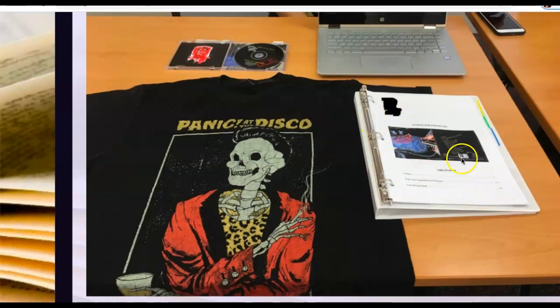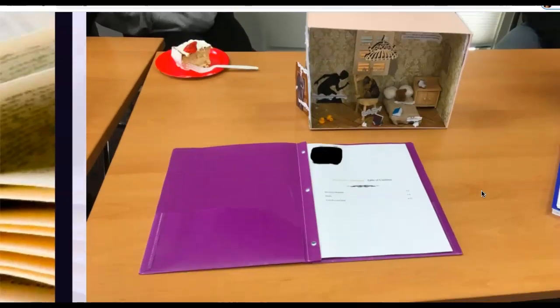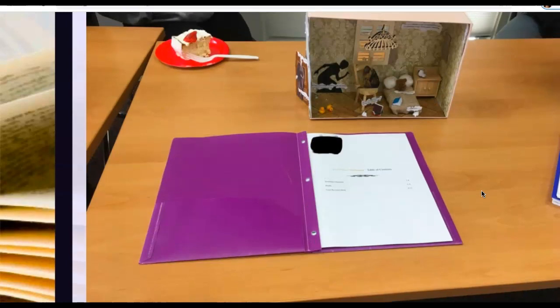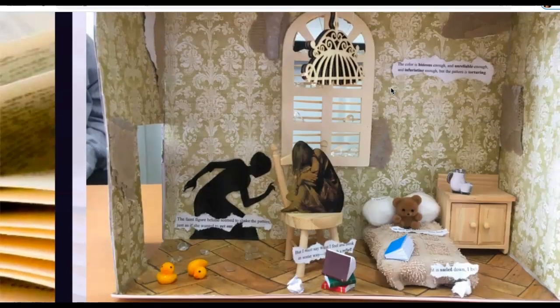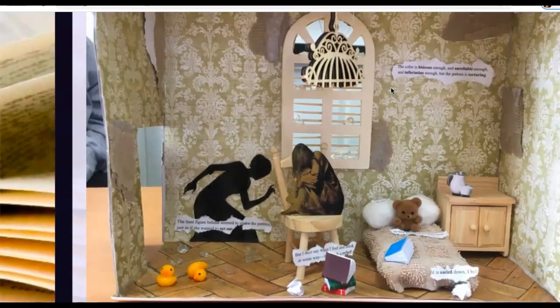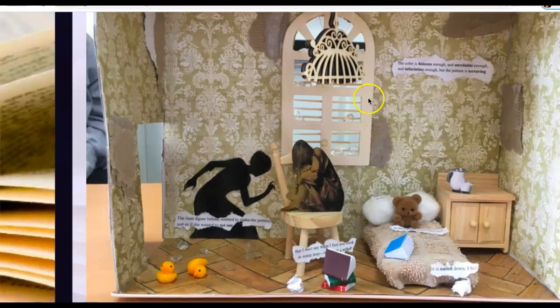This is their paper, the annotated bibliography, and anything else that they used while they were doing their research. This one here is her portfolio. This is a shoebox, and this was really cool. This is a short story. This was a rhetorical analysis paper. She did a rhetorical analysis over the short story, The Yellow Wallpaper.